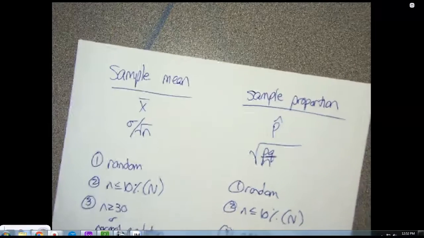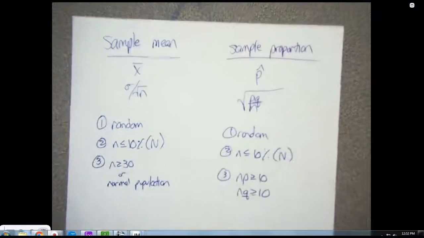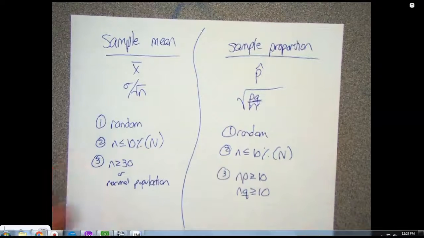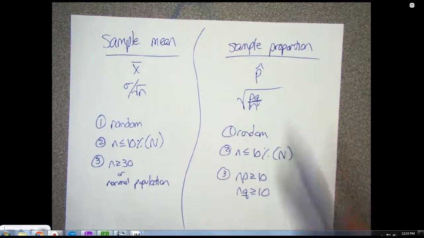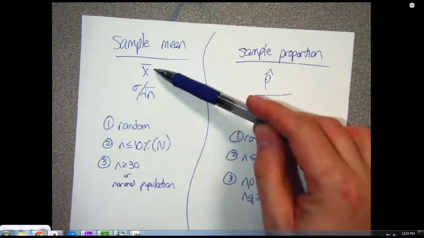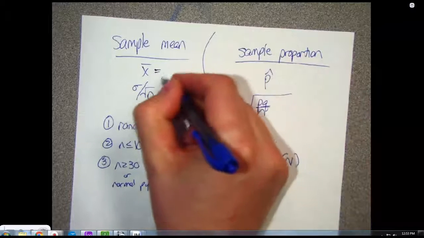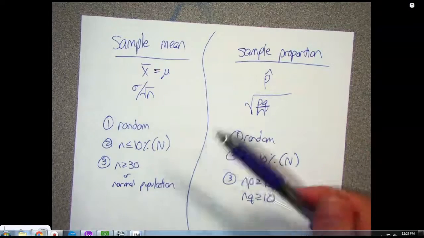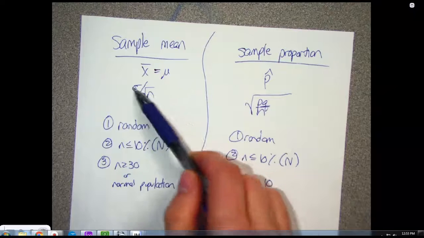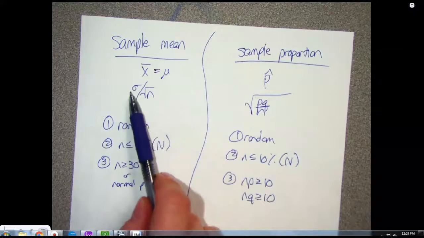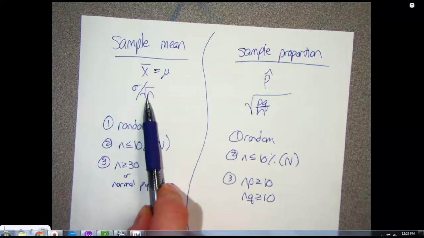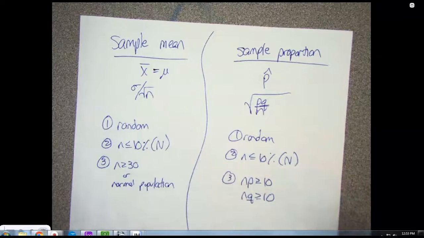Let me try to explain some of what's going on. So this is the chart I had on the board. I think I had it written horizontally instead of vertically, but it's the same idea. So the sample mean is x bar, which is going to be equal to mu, as long as it's unbiased. The sample standard deviation will be the population standard deviation divided by the square root of n, and these are the conditions that have to be met.